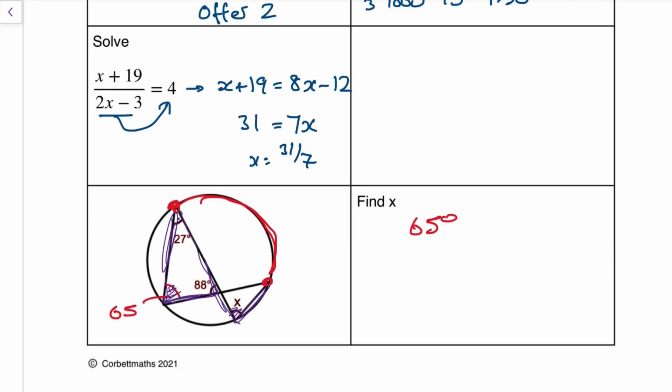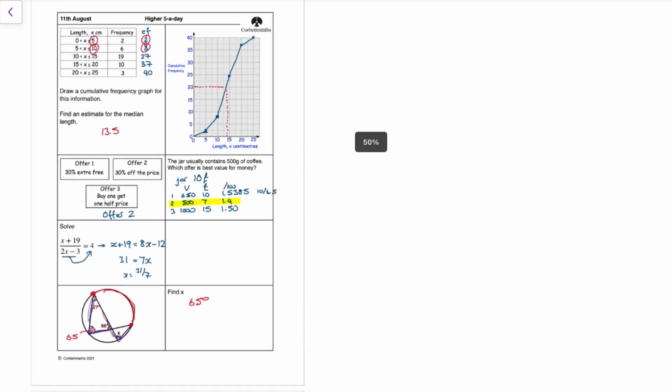Bit of circle theorems. Again, not too bad as a final question. That middle question, definitely a bit trickier.